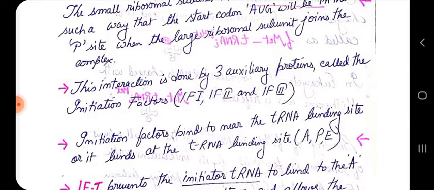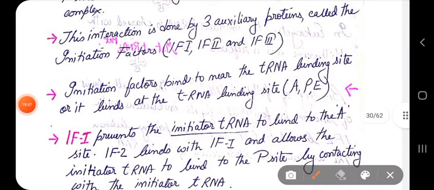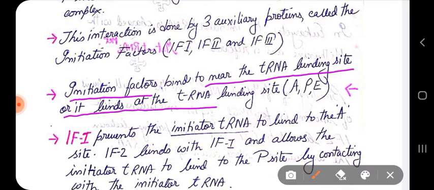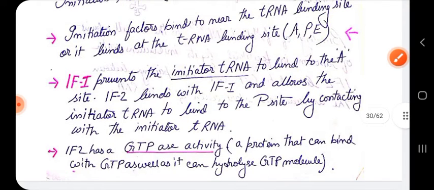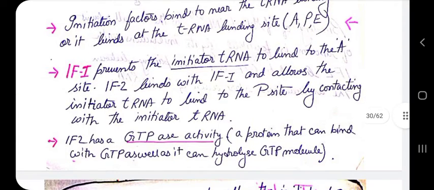Now these initiation factors bind either near the tRNA binding site, or directly within the tRNA binding site, that is the A site, P site, and E site. Let us see now one by one. IF1.